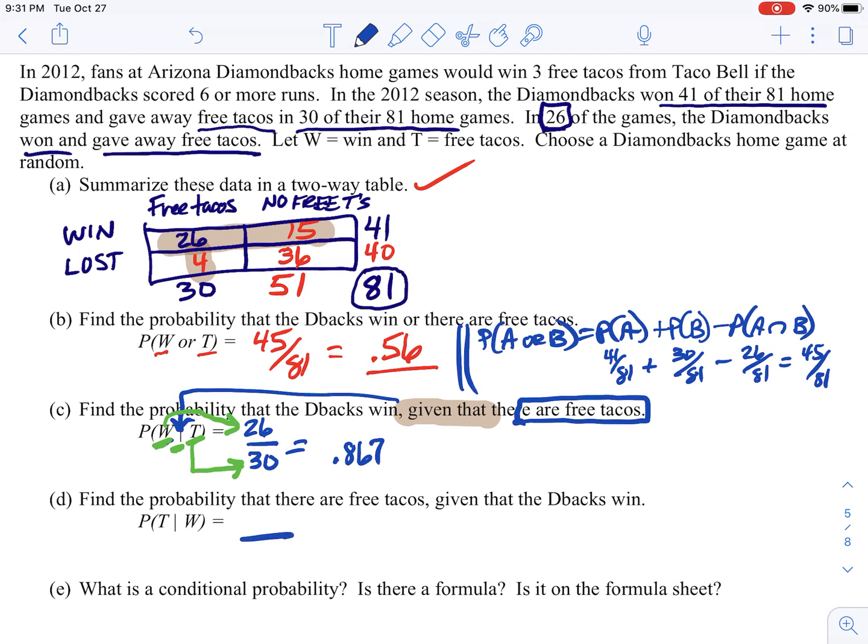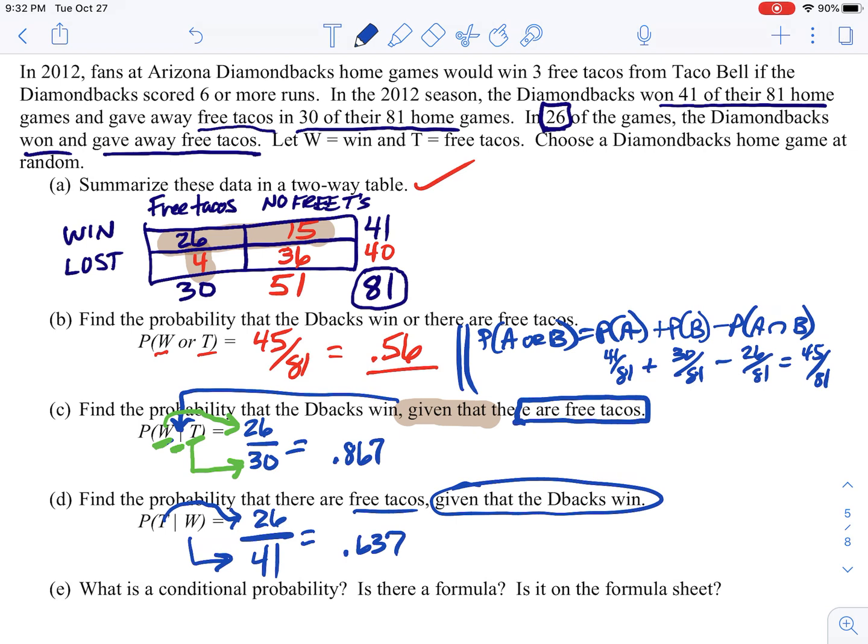Now let's flip it around. What's the probability that they would give away free tacos given that the Diamondbacks win the game? Well, how many games did they win? They won 41 games. So out of those 41 games, how many games did they give away free tacos? 26. So that's a different probability. It's like 63%.